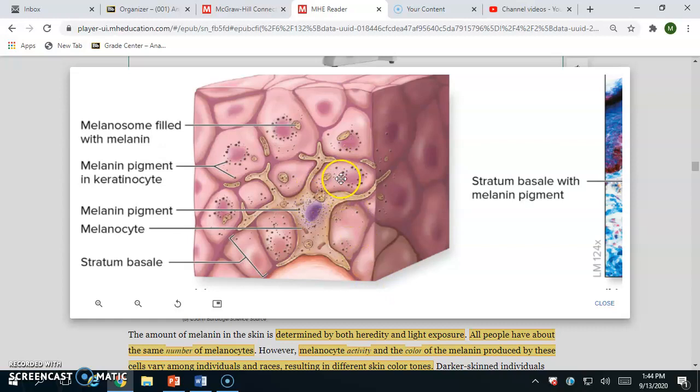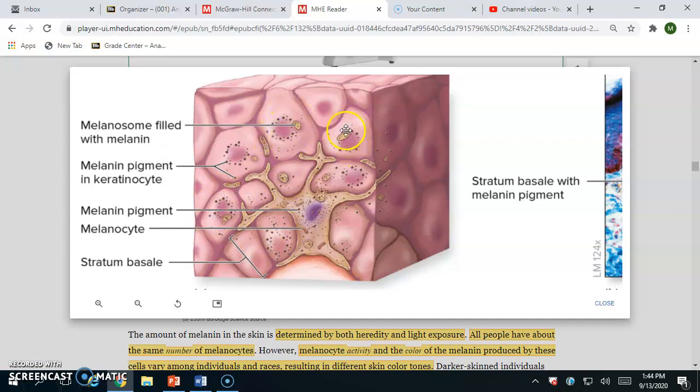And then those melanin granules, some will stay in the melanocyte, but a lot of them will go into the keratinocytes, either in the stratum basal layer or the stratum spinosum layer. And then you'll notice that they crowd all around the nucleus. That's where they are going to go once they get into the keratinocytes, just form this little halo around our nucleus.